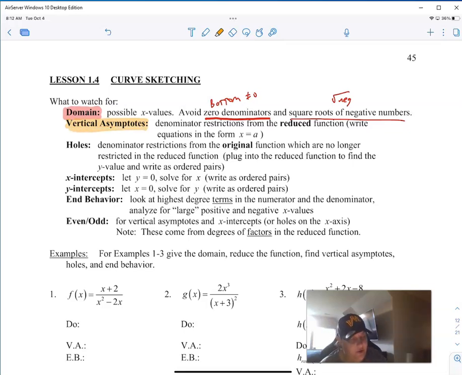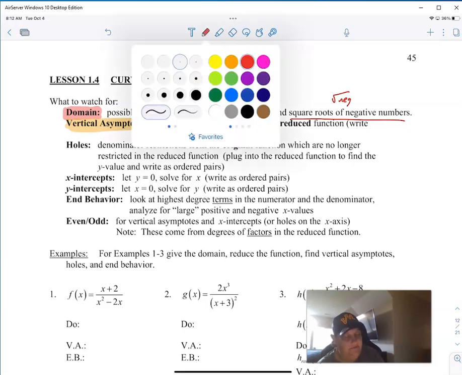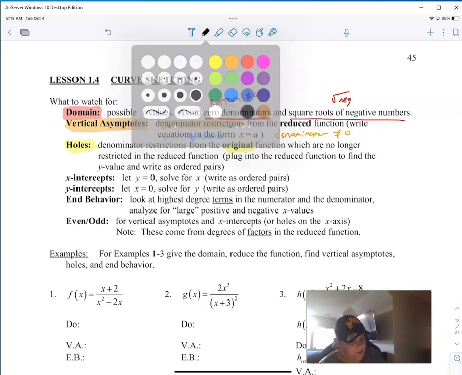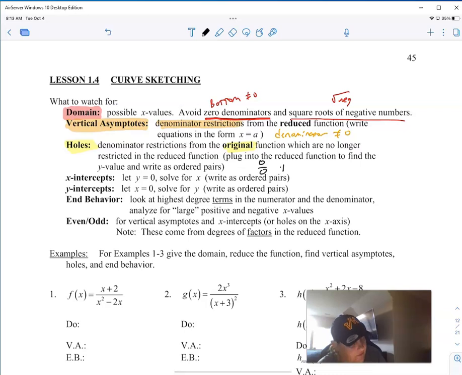This is basically once we get the reduced function, so we cross out the stuff. Once we get the reduced function, its denominator cannot equal 0. Okay, holes. We've talked about holes quite a bit. This time we're not using the reduced function, we're using the original function. Basically, I think you guys know this, but this is where we already have 0 over 0, or top and bottom cross out. That's where we get holes, right?